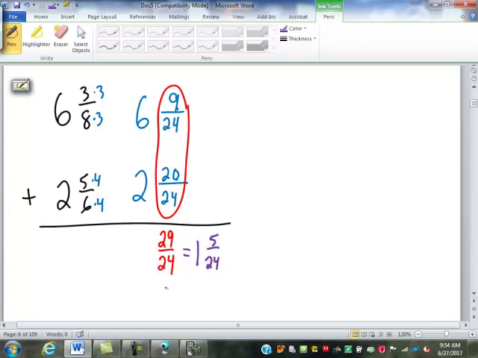5 24ths left over. So just like with whole numbers, we're going to keep a portion of it. The fraction portion stays there in the fraction digit. That's the 5 24ths. And we carry the 1. So 1, 6, and 2 makes 9. So 9 and 5 24ths. Very good.